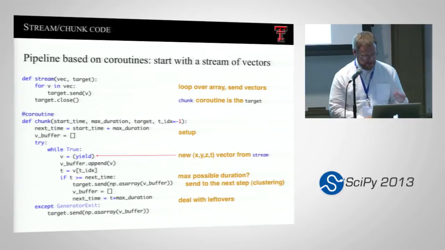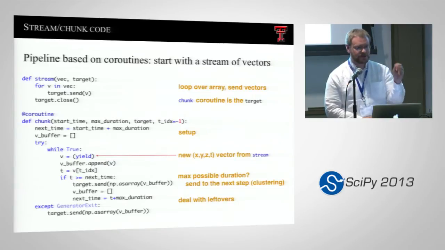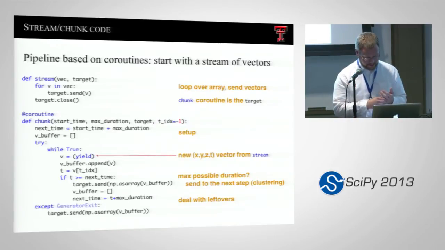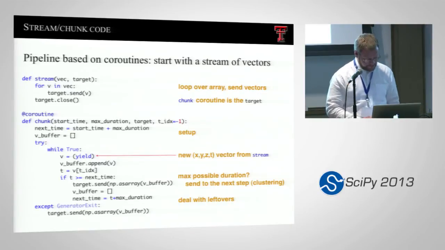The chunk coroutine that you see below there is the target of this vector stream. There's a little bit of setup at the beginning of that function that sets up a buffer and figures out what the next time is that represents the end of that window I'm processing. And then at the yield statement, where we see V equals yield, a new vector is deposited into the function in this coroutine stream. Then we just look at the time of that vector that's arrived. We assume it's time ordered. And if that max possible duration for the flash is exceeded, we send that chunk of data onto the next step where we do the clustering. And then when we run out of data, we get this generator exit exception that's raised by the generator protocol. And we just deal with the leftovers there.